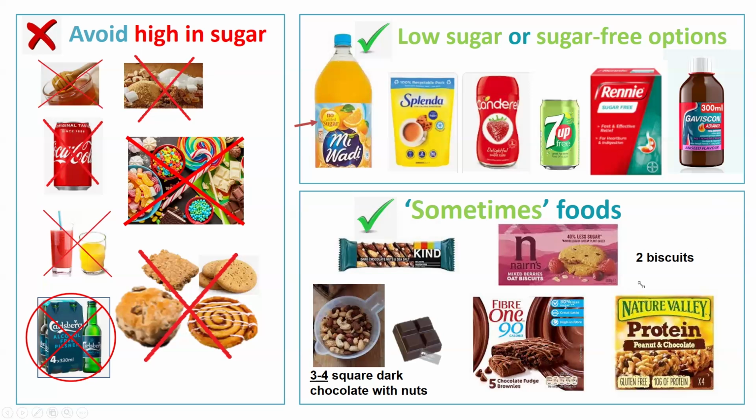And I thought it might also be helpful to show you some examples of sweet options that you could have occasionally. So it could be one of the Kind bars, it could be 2 of the Nairns unsweetened oat biscuits, one of the Nature Valley protein bars, one of the Fibre One bars, or 4 squares of dark chocolate and some nuts.